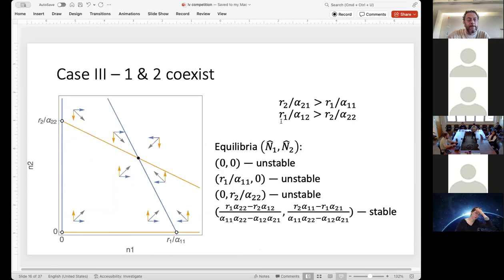So let's look at this one. In fact, the invasion analysis is a shortcut to doing some linear stability analysis. But what it's doing is basically testing the linear stability of the boundary equilibria. So one invasion rate of 2 invading 1 is like, is this little arrow pointing up or is it pointing down? And then the invasion rate of 1 into the 2 equilibrium is, is this arrow pointing to the right or is it pointing to the left?